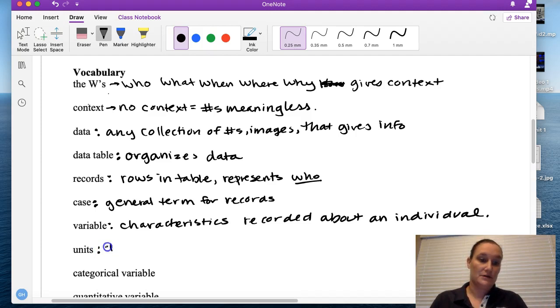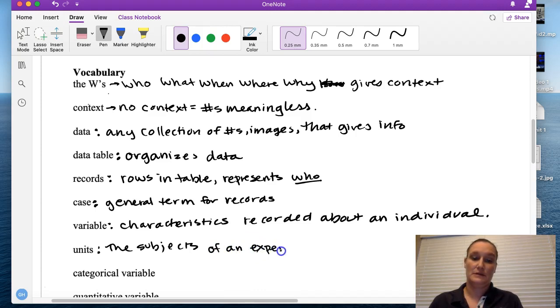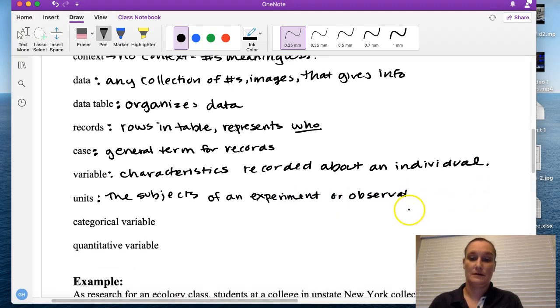The units are the subjects of an experiment, or observation. It is also usually the who are the units. I'm going to apologize right now for my handwriting. I'm still getting used to this tablet. I usually have much better handwriting.